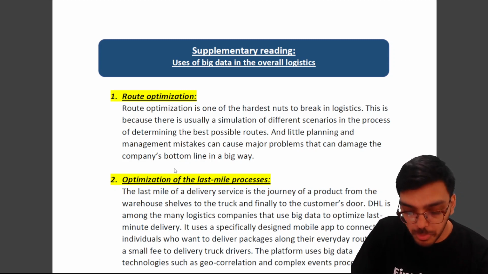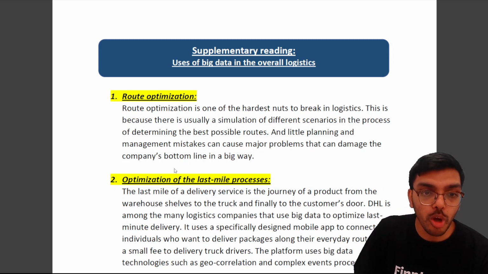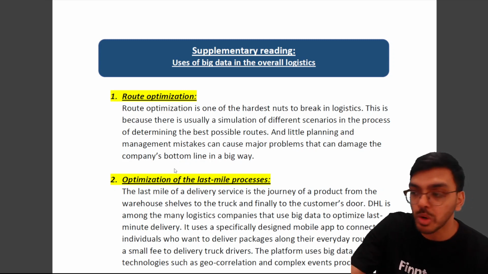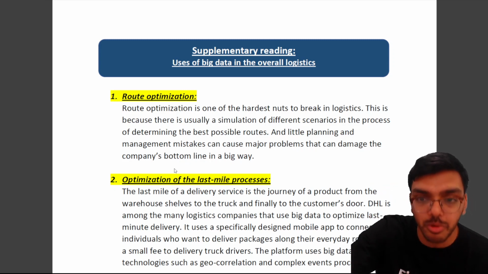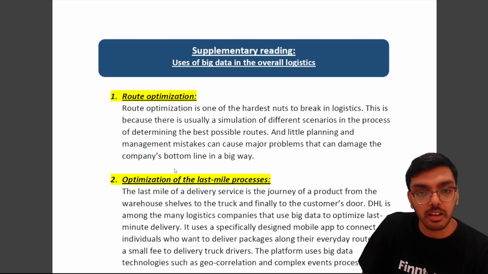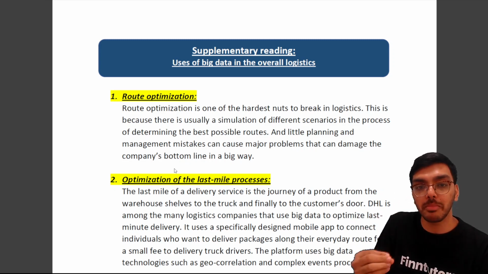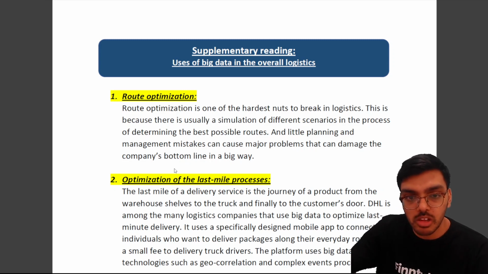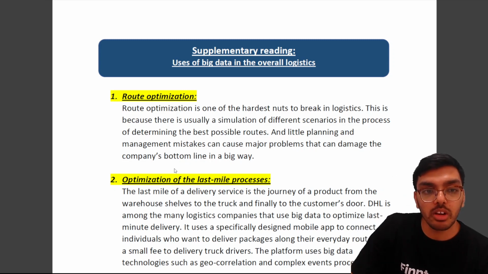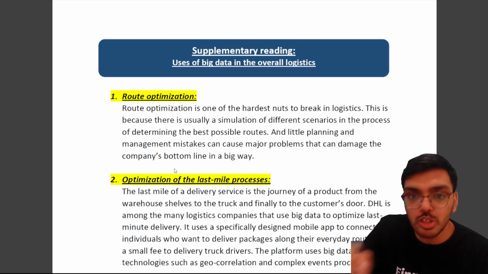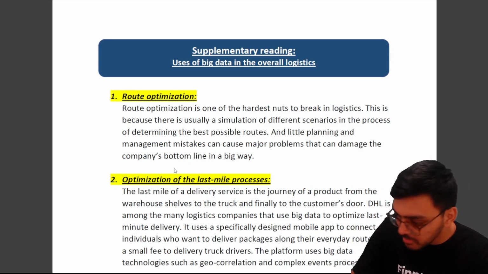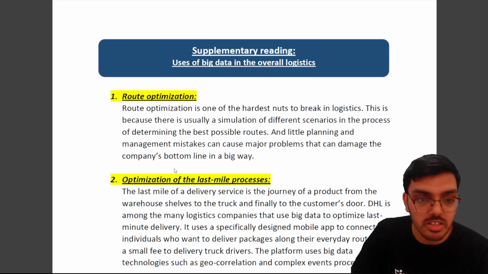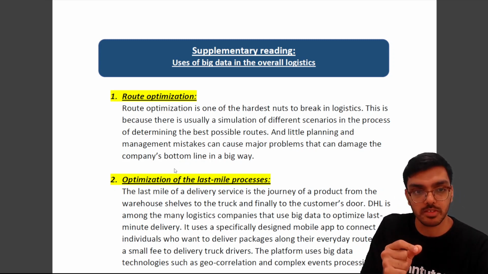Firstly, route optimization. Route optimization is one of the hardest nuts to break in logistics. What route to use, what will be easier for me, what will be quicker for me. If you're using data to make route optimization decisions, you're gathering data from all your trucks' travel, from all your final delivery travel, you can use it to identify, okay, this was a mistake, I can't do this. This was a mistake, I can't do this. Let me combine both of these. This is the best possible opportunity for my business.